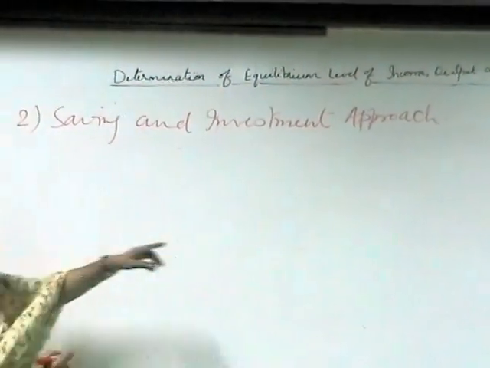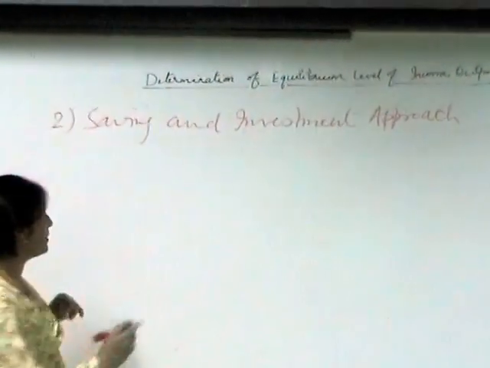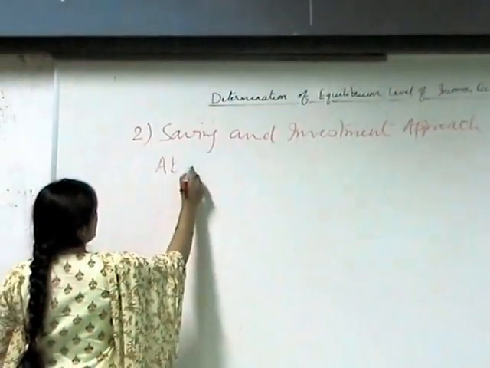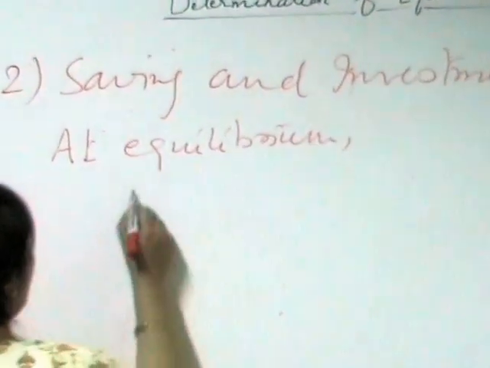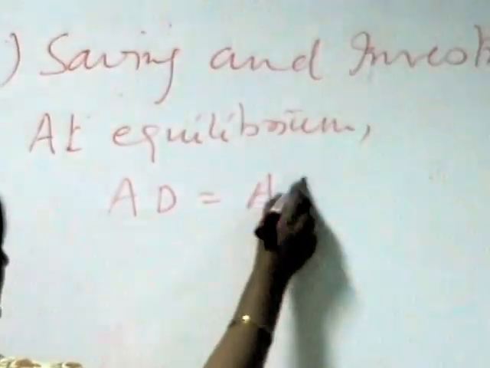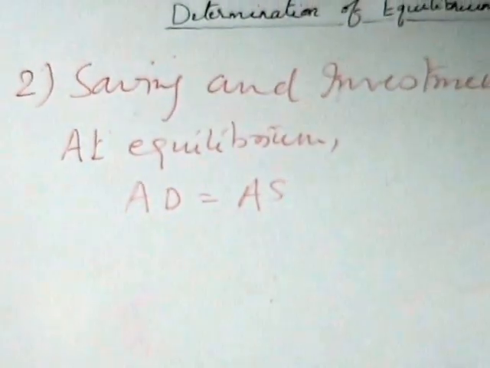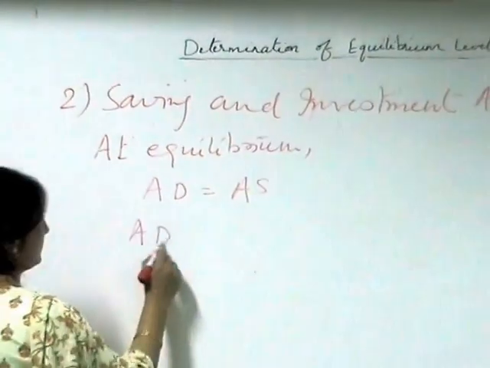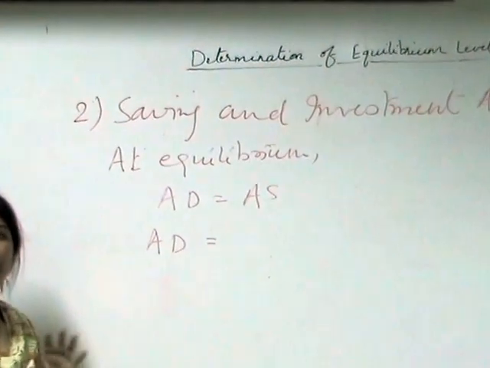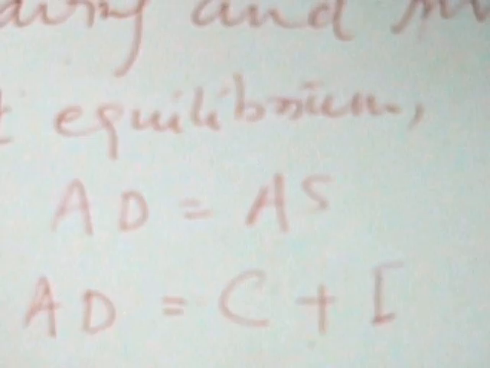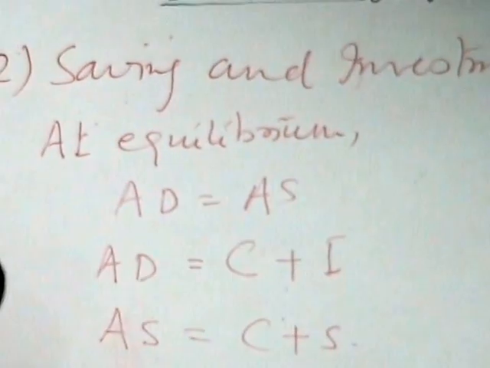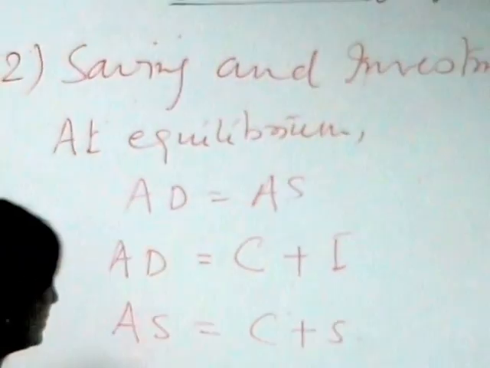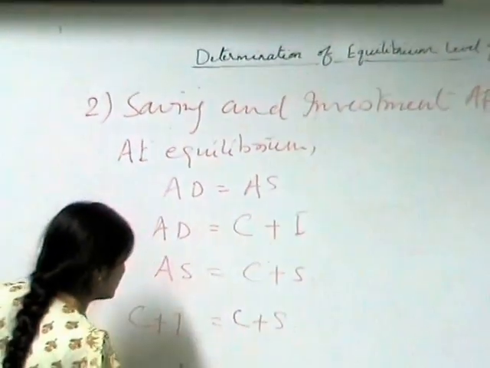We will take the help of the first approach, the AD and AS approach. Because in the AD and AS approach, what is happening at equilibrium? AD is equal to AS. Clear? Now what is AD? C plus I. Yes. And what is AS? C plus S. Both are equal. So what you will do? You will equate C plus I with C plus S.